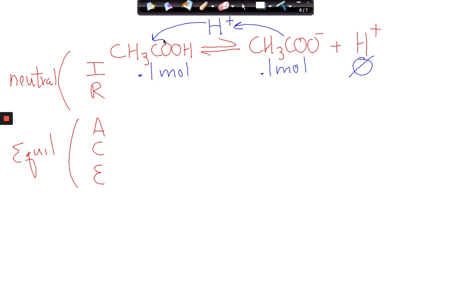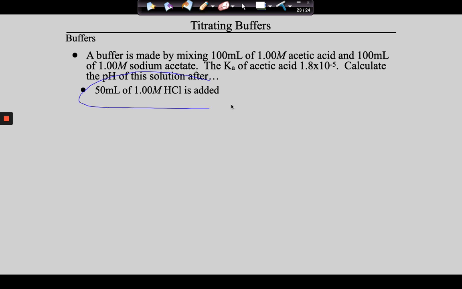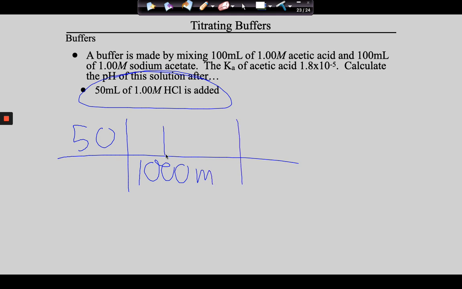So now we need to go back and look at that. How much acid are we adding? We're adding this much, but we need it not in molarity units but in moles. So we go 50 divided by 1,000. So is this 0.05? It is, right? Yeah, 0.05.